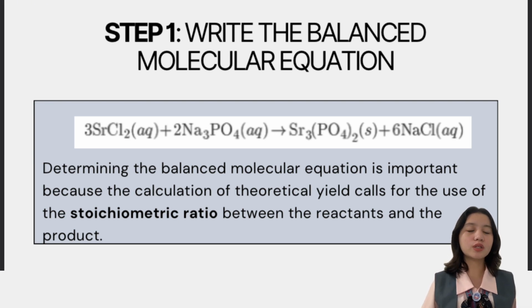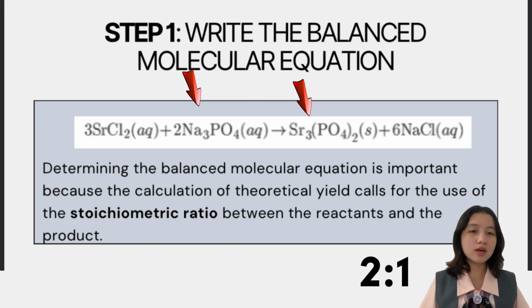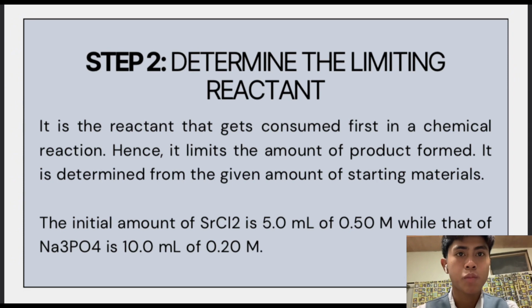For example, in the given equation above, the stoichiometric ratio of SrCl2 and Sr3(PO4)2 is 3:1, while that of Na3PO4 and Sr3(PO4)2 is 2:1.